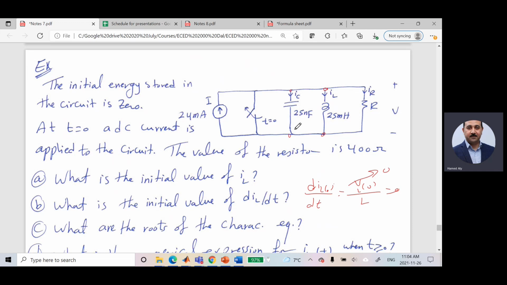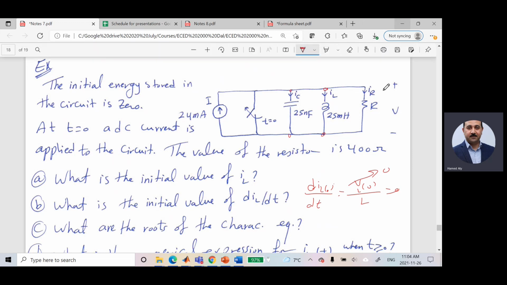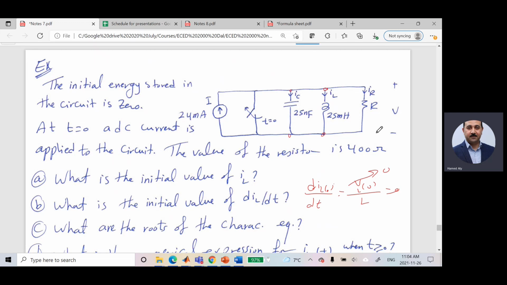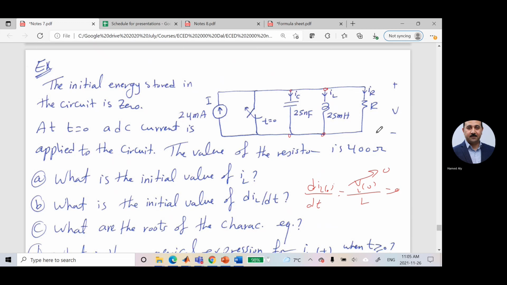What we have already covered is transient response. What do you mean by transient response? I'm talking about a small period of time, charging and discharging. After charging, the switch will be moved to discharge. So this is what we are calling transient response. I have a switch moving from a certain position to another position.